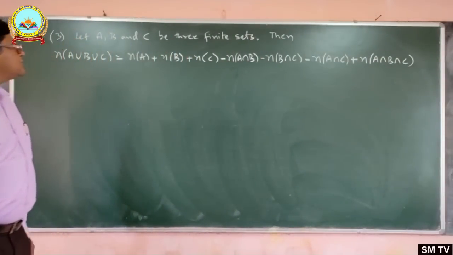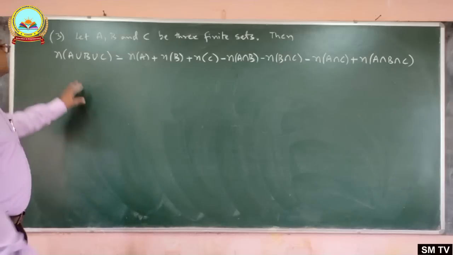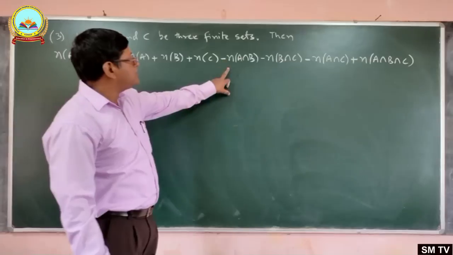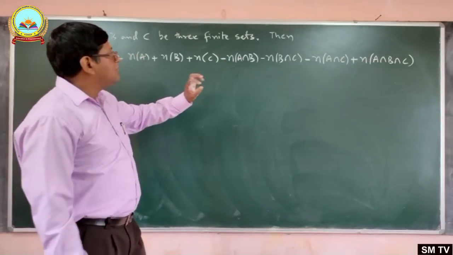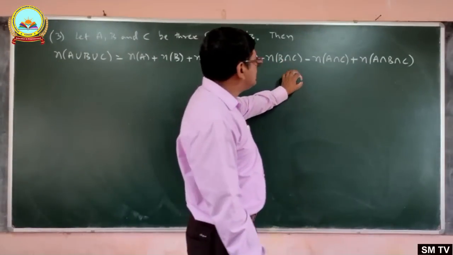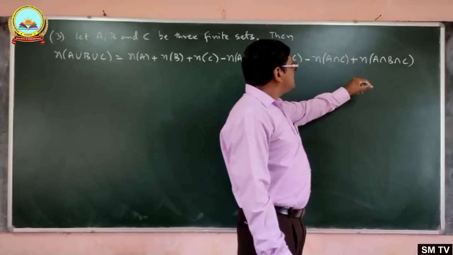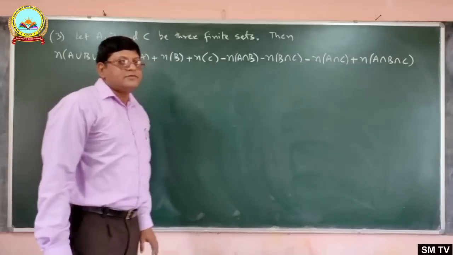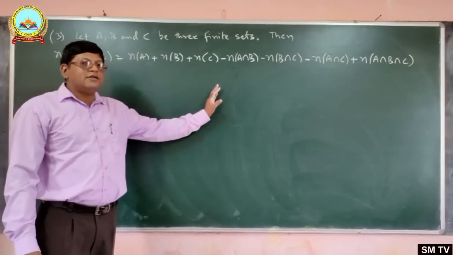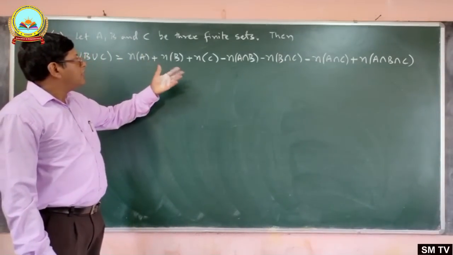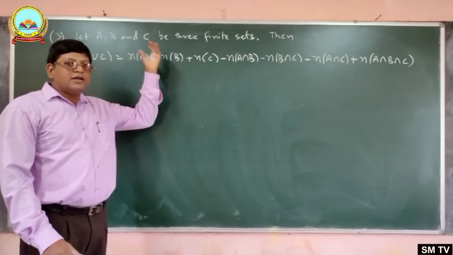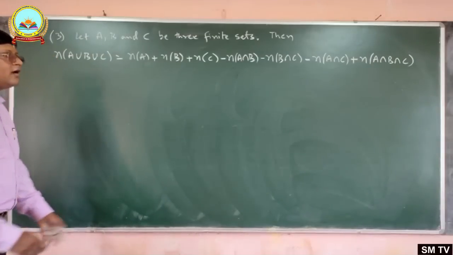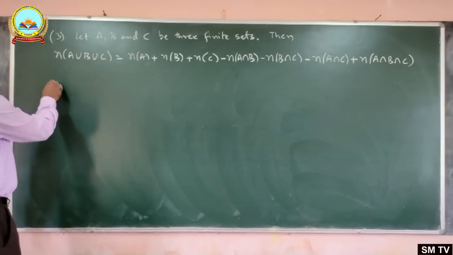Let A, B and C be three finite sets, then n of A union B union C is equal to n of A plus n of B plus n of C minus n of A intersection B minus n of B intersection C minus n of A intersection C plus n of A intersection B intersection C. Okay, I'm not going to prove this result. If you want, you can prove this using result number 2. Okay, next, result number 4.